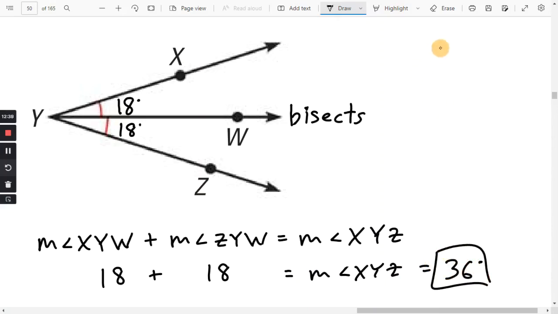Alternatively, you could have just done 18 times 2, right? Because 18 is half of the whole thing, so you could have just said 18 times 2 is 36. Same thing.